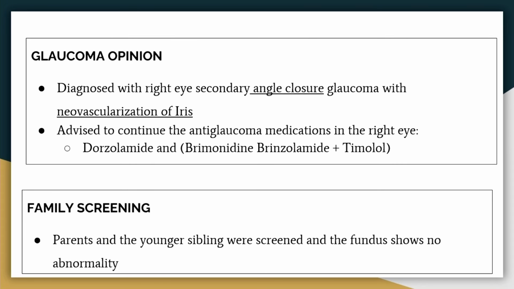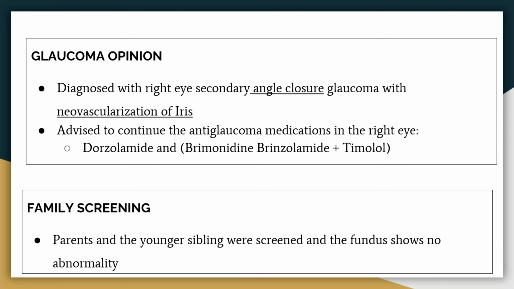Family screening was also done. Parents and the younger siblings were screened, and the fundus showed no abnormality. Do you think the presence of NVI in the iris gives you also a clue towards which way we are trying to move? Yes, sir. Why? It points towards infiltrative pathology. Usually in tumors only we have neovascularization.